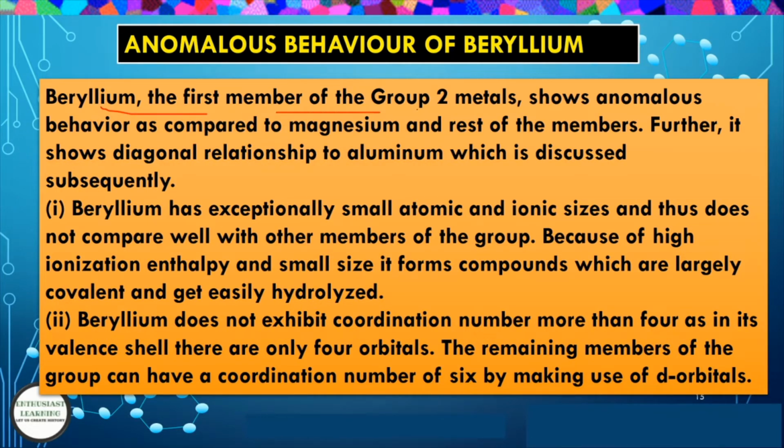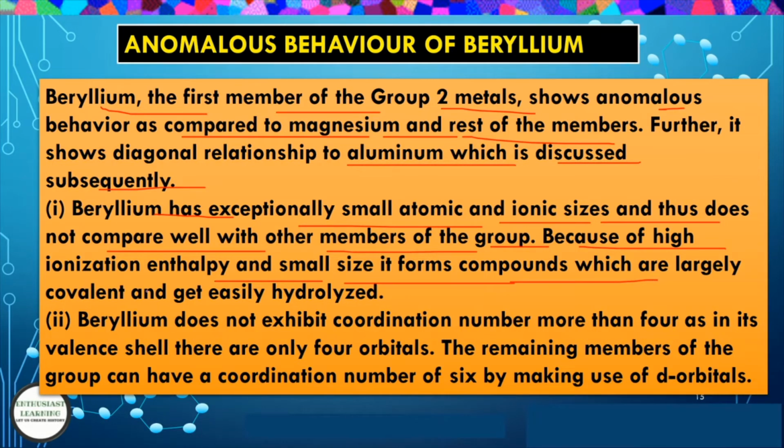Beryllium, the first member of group 2 metals, shows anomalous behavior as compared to magnesium and the rest of the members. Further, it shows diagonal relationships to aluminium, which is discussed subsequently. Beryllium has exceptionally small atomic radii and ionic sizes and does not compare well with the other members of the group. Because of high ionization enthalpy and small size, it forms compounds which are largely covalent and get easily hydrolyzed.